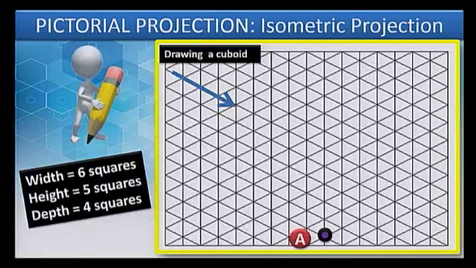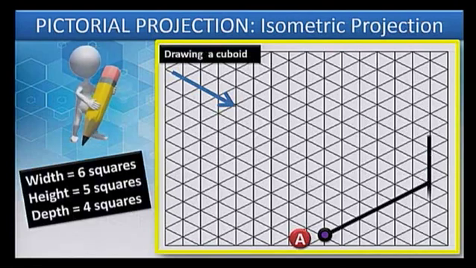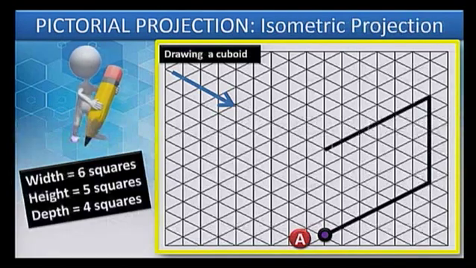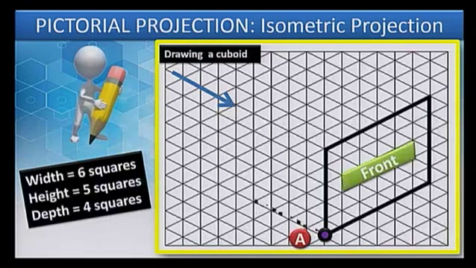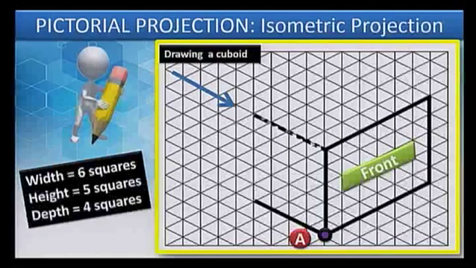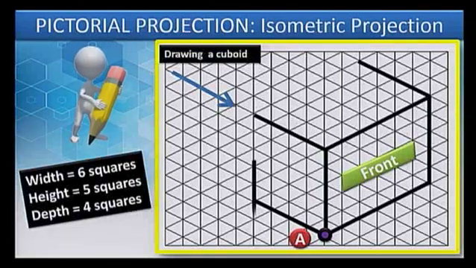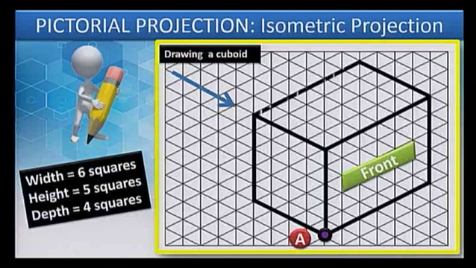Taking point A as a starting point, we can start drawing the cuboid now. We draw the width line, then the height, and complete the front face. Now we add the depth lines at the corners. And we finish the diagram with the missing height and width. Here is the complete cuboid in isometric projection.